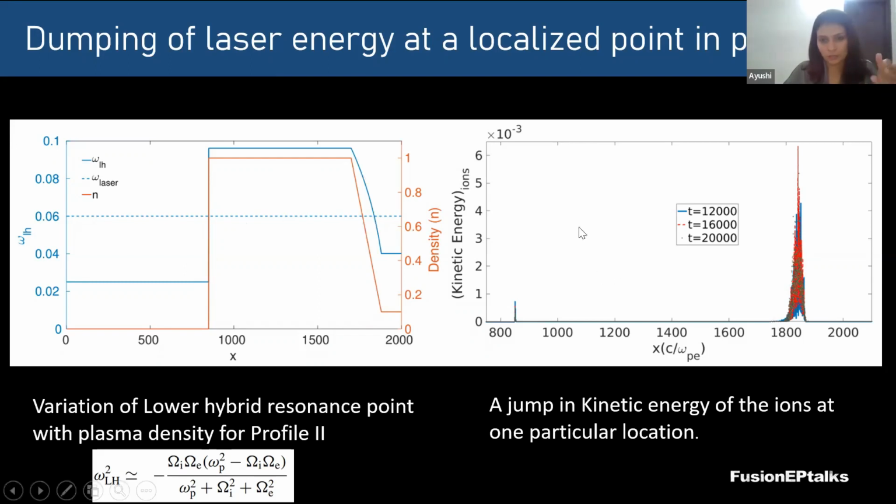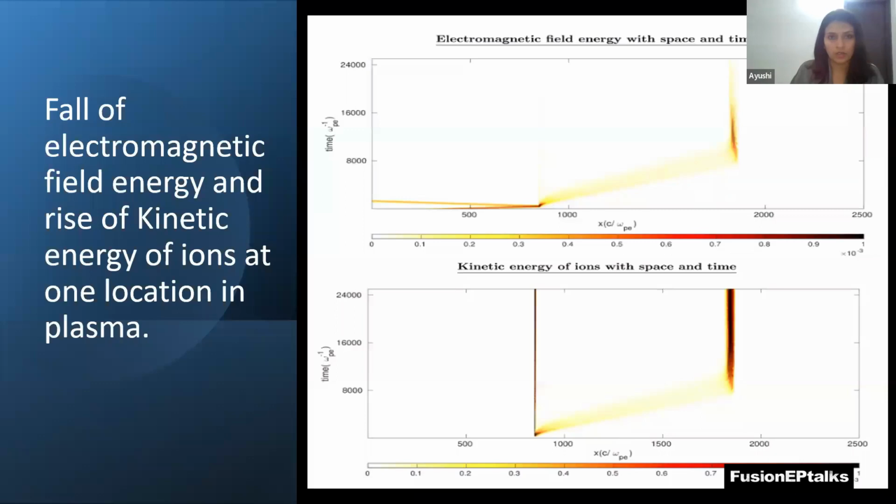And this can be seen from the graph on the right, that when we plot the kinetic energy of ions at 3 different times, we see that they always peak at the same location. It suggests that there has been a localized absorption of energy by ions in the plasma.